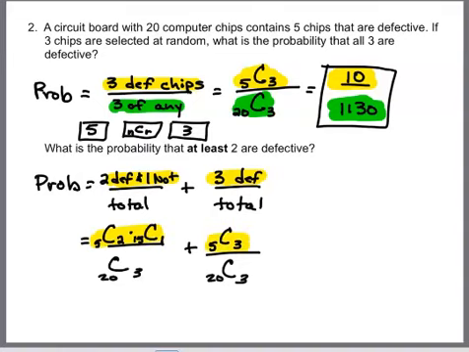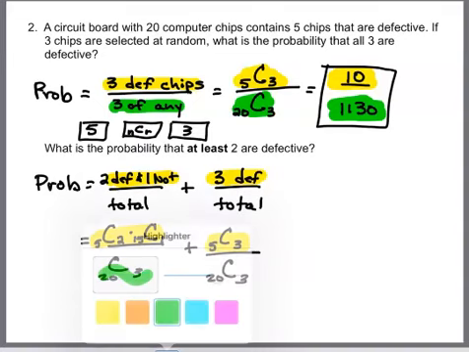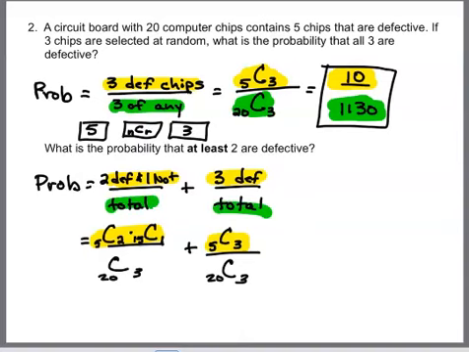And of course the total is out of 20 and 3. All right, so I guess I'll write it down here. If I do the 5C2, I would get 10. If I do 15C1, I get 15. And again, 20C3 is the same as before. It is 1140.